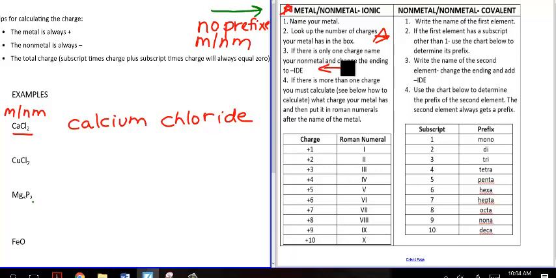But what if, look at number 4, what if there's more than 1 charge? Well, then you have to calculate what charge your metal has and put it in Roman numerals in parentheses after the name of your metal. So let's try a couple of those, and we'll do a couple more examples with this because it's a little bit more complicated. So look at the next one, CuCl2.